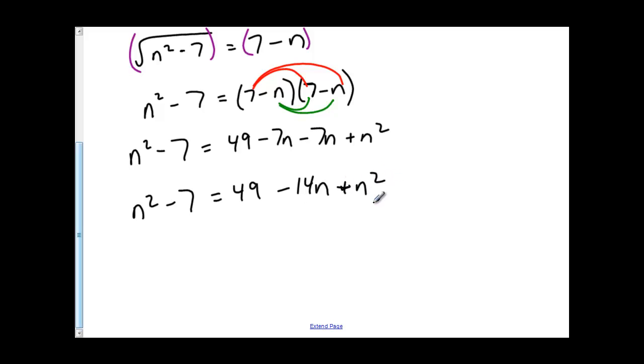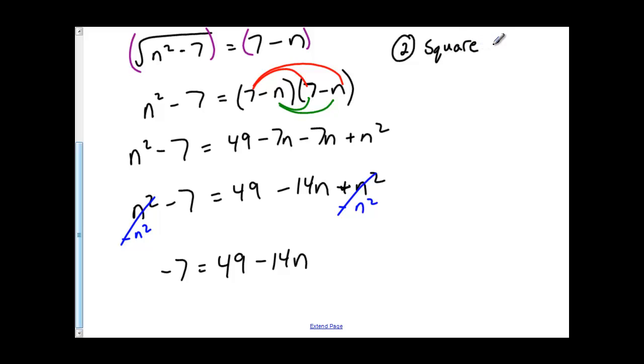Now in order to solve this, I want to get everything on one side of the equation, or I want to make the equation equal to 0. But when I take away n squared from both sides, it's going to cancel out both n squareds. So luckily, that leaves me with a linear equation. Negative 7 equals 49 minus 14n. So my second step here, just like we did in the previous examples, was to square both sides. And then my third step is to collect like terms and solve for n.